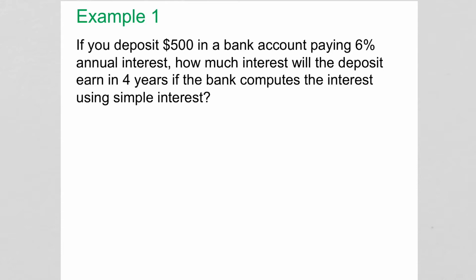Example 1 says if you deposit $500 in a bank paying 6% annual interest, how much interest will the deposit earn in 4 years if the bank computes the interest using simple interest? So we're just going to plug into I equals PRT. The initial amount, $500. The rate is 6%. We have to change that to a decimal, so 0.06. And T is 4 years. You'll gain $120 from depositing that.